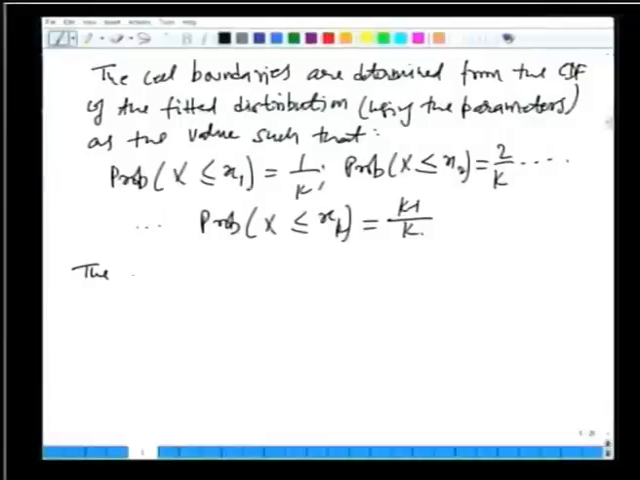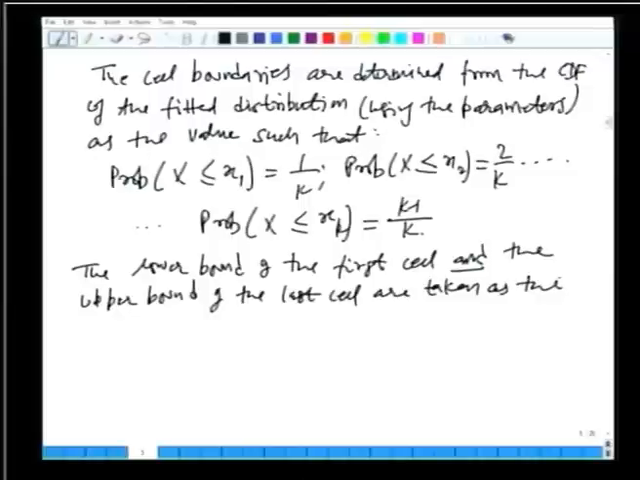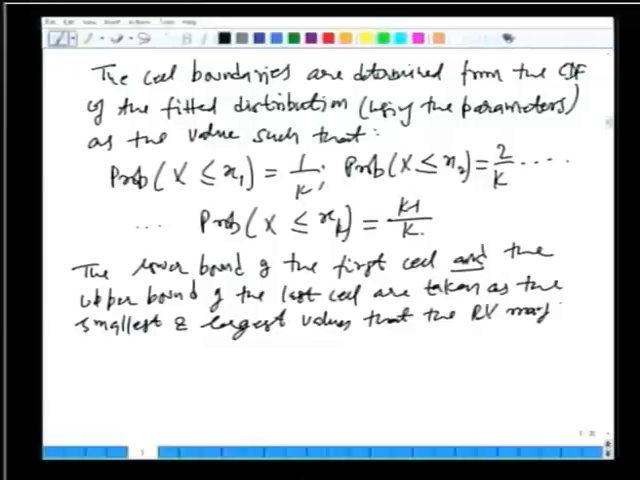Okay. So, if you want to say that the lower bound of the first cell and the upper bound of the last cell, okay, are taken as the smallest and largest values that the random variable may take upon, okay, theoretically.